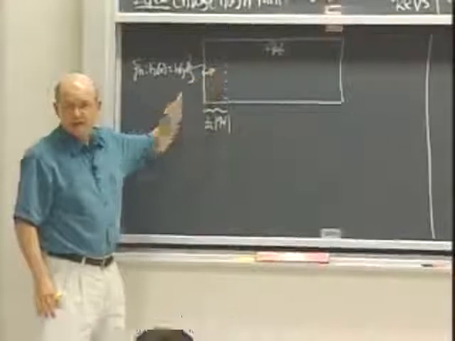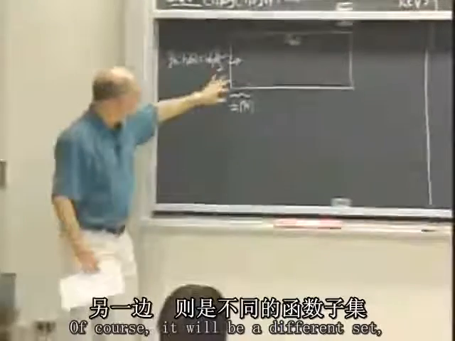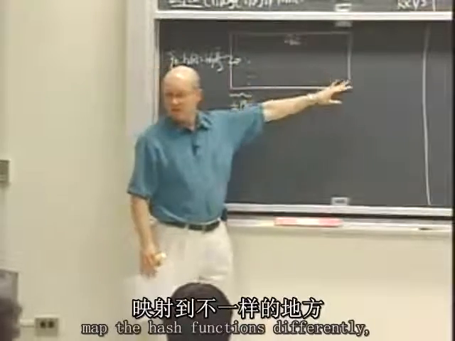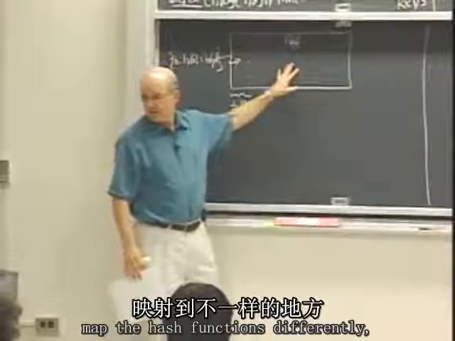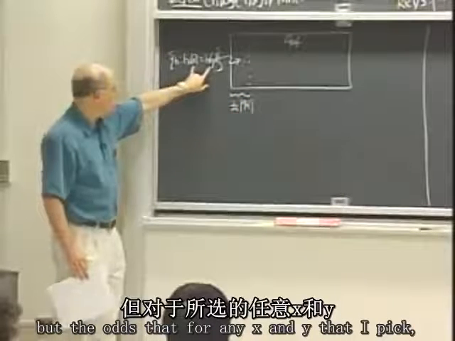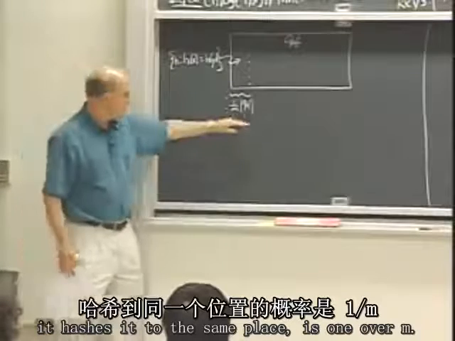And of course, this has to be true of every X and Y that I can pick. Of course, it'll be a different set; a different X and Y will map the hash functions differently. But for any X and Y that I pick, the odds that a random hash function hashes them to the same place is 1 over M.